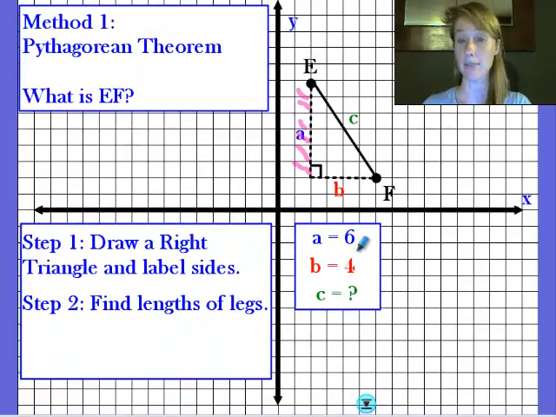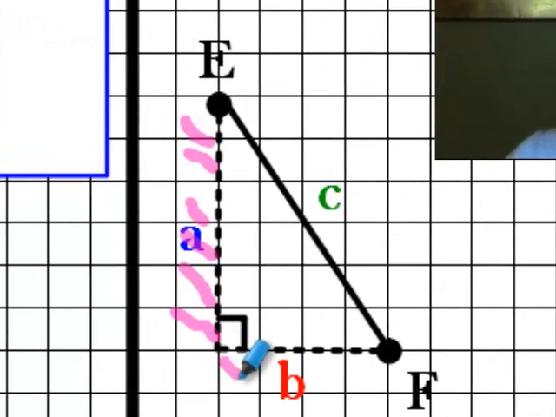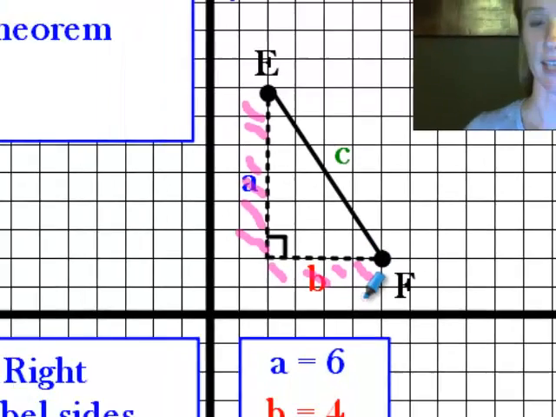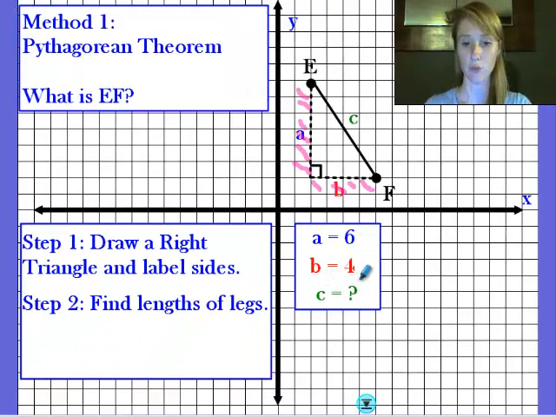Great. Let's do the same thing for side B. 1, 2, 3, 4. So I have 4 units, 4 squares for the length of side B. So side B is 4.